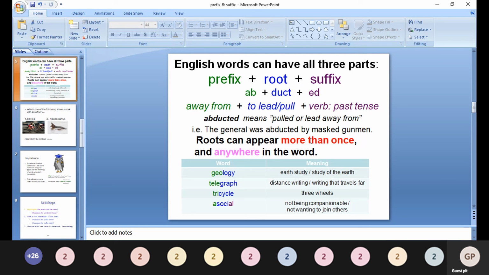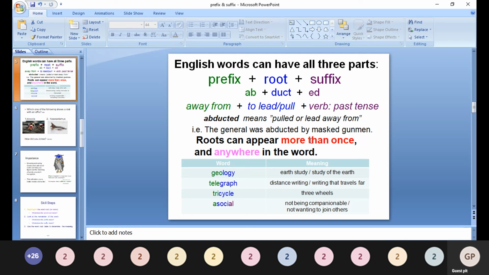See, abducted. Ab is from away. Okay, it means away. Duct, to lead, to pull. Ed is a verb, past tense. Okay, abducted means pulled or led away from. Okay, the general was abducted by masked gunmen. Okay, roots can appear more than once and anywhere in the word. See, geology, logy is a root word which means study, geo means earth. Okay, geology, telegraph, distance writing. Okay, tricycle, three wheels, tri.